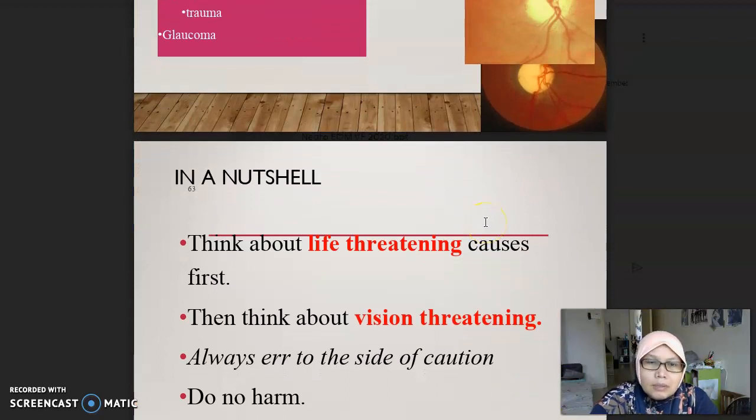So, in a nutshell, you must think a lot about those life-threatening causes. Life-threatening first, and then vision-threatening. And you must err on the side of caution. You must be very careful in what you do, and do no harm to your patient.